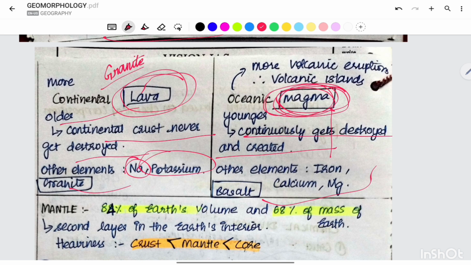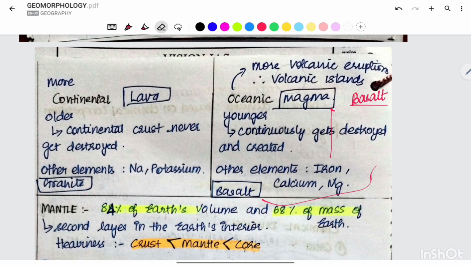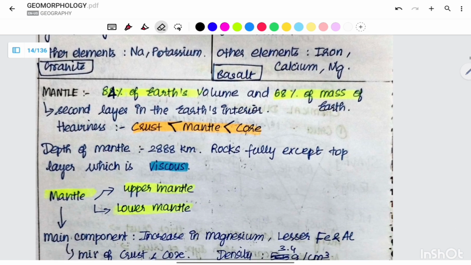Granite is from the continental crust, and basalt is from the oceanic crust, right? So the granite is from the continental crust and basalt is from the oceanic crust. Now we are going for the mantle.